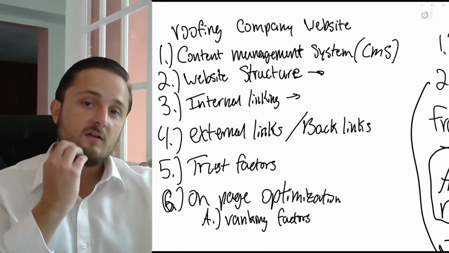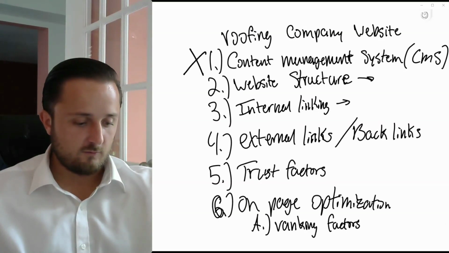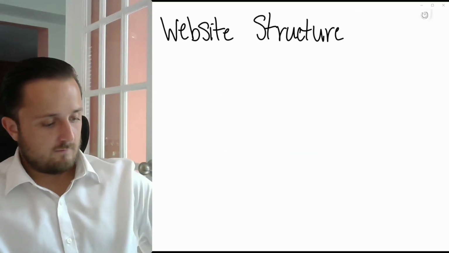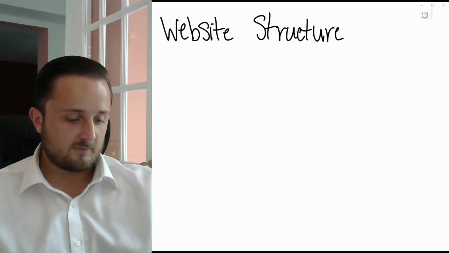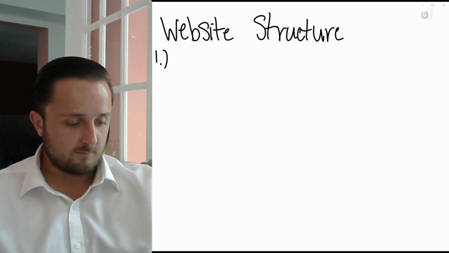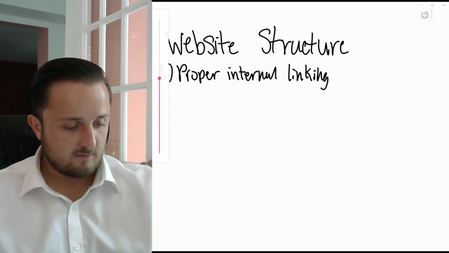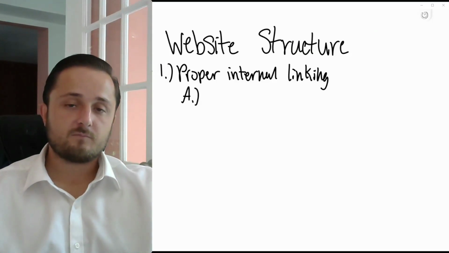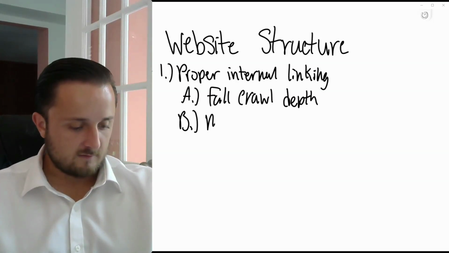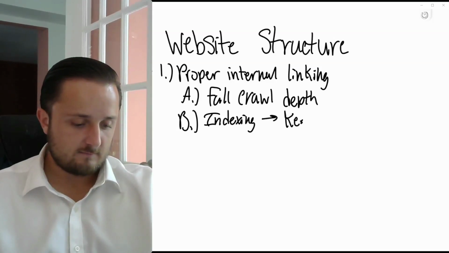So now we've talked about content management systems. So let's go to website structure. When you go to structure your website, you want to have a few goals in mind. One of them is proper internal linking, and I'll talk more about that in a second. The reason for this, we'll do an A over here, is so that we get a full crawl depth. This is also going to help with our indexing and keeping pages indexed.